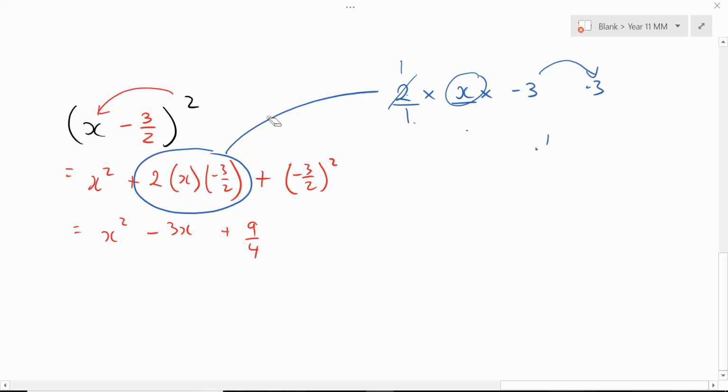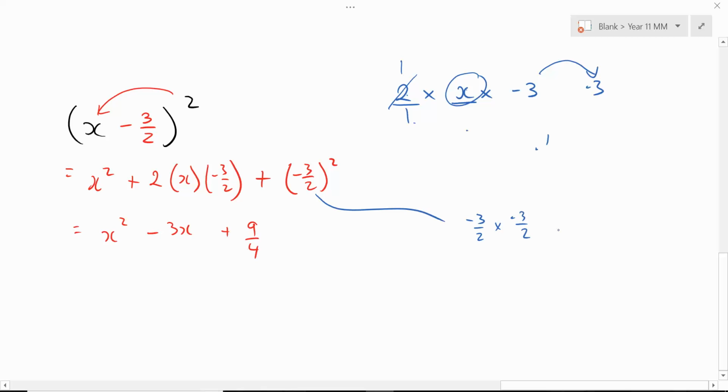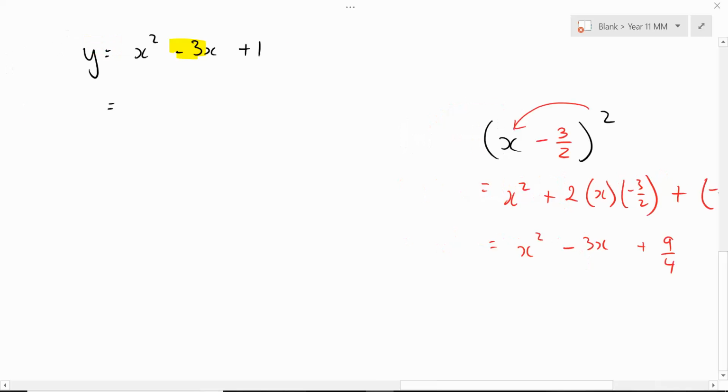And then let's look at the second one. How would I get 9 on 4? A lot of students, again, freak out with a fraction with a square. It just means negative 3 on 2 times negative 3 on 2. That's what negative 3 on 2 squared means. Negative 3 times negative 3 in the numerator is positive 9. 2 times 2 in the denominator is 4. So that's the only reason why it looks hard.